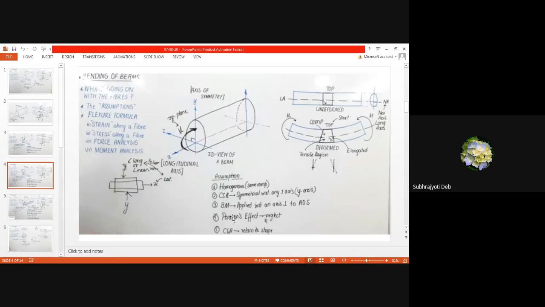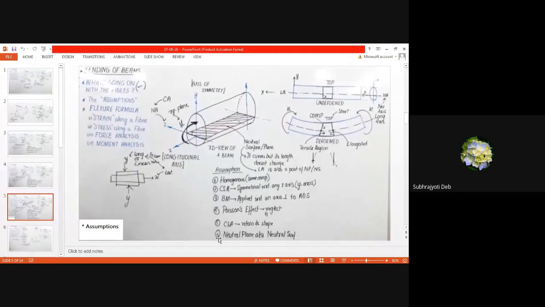And what is number 5? Cross sectional area will retain its shape. That means after removal of your external load, your cross sectional area will retain its original shape and size. That means they are basically trying to say that up to the proportional or elastic limit, the load has to be applied. That is point number 5.